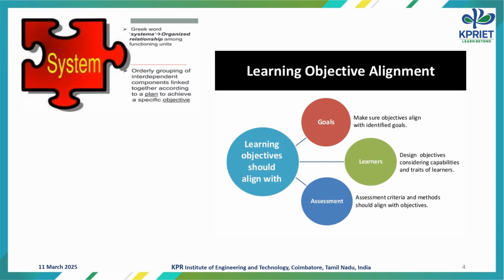Whatever the project, product, or software is, the three key terms to align with are goals, learners, and assessment. So what is the goal? Make sure the objective aligns with the identified goals. So check whether you are going to be placed in a good company. Learners: design objectives considering the capabilities and traits of learners. Check whether you are practicing daily to get placed in a good company. Okay. So what is the assessment? Assessment criteria and methods should align with the objective. You are learning something, so based on the assessment, they will check whether you are qualified or not. That is assessment. So, goals, learners, and assessment.